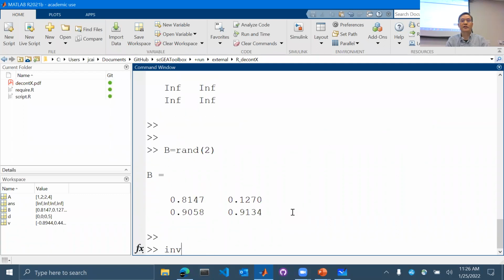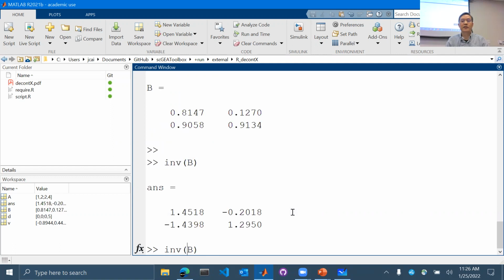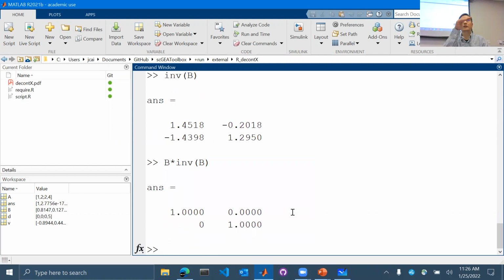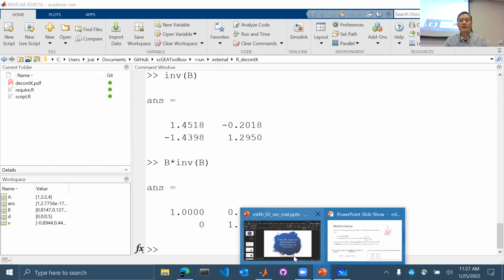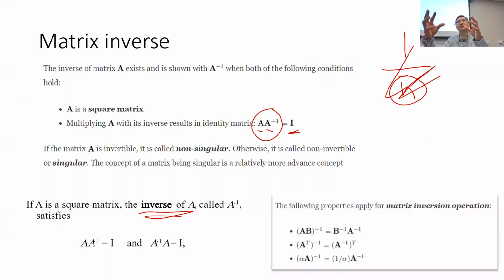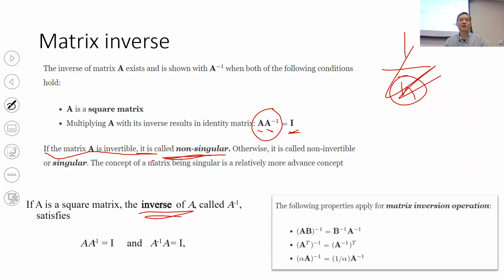So if I do an inversion of this, I should be able to work it out. And B times inversion should be an identity matrix. So we need to have a way to figure out which matrix has an inversion of itself and which one shouldn't. So if it's invertible, it's called non-singular, and otherwise, it's a singular matrix. So we don't have inversion. Yeah. So we just had a singular matrix. We don't have inversion.